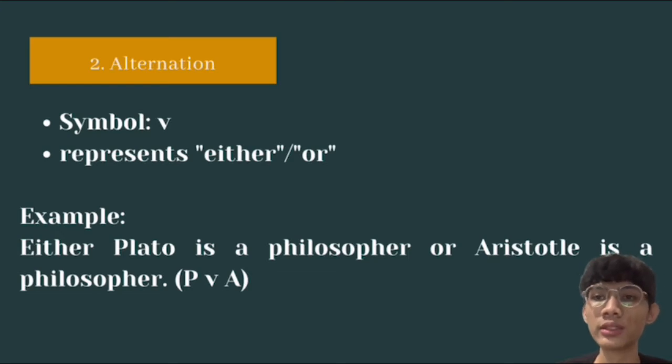The next type is called alternation. It is represented by the symbol letter V, and it represents the words either or. So for example, either Plato is a philosopher or Aristotle is a philosopher. Just like the conjunction, we use P and A to represent the simple statements, and we use the symbol letter V in order to represent the connecting word or.